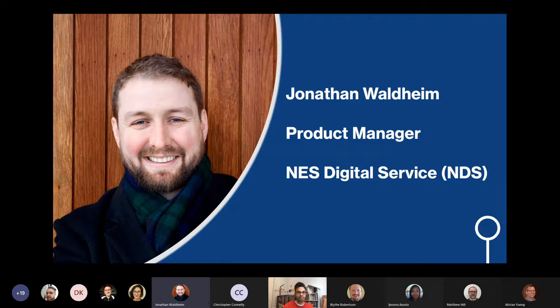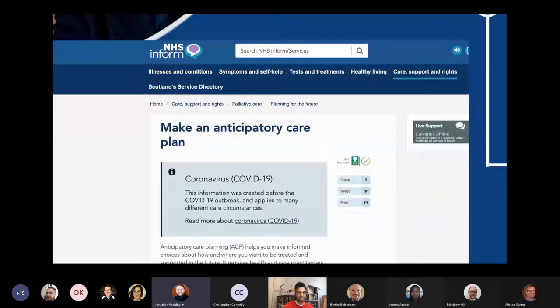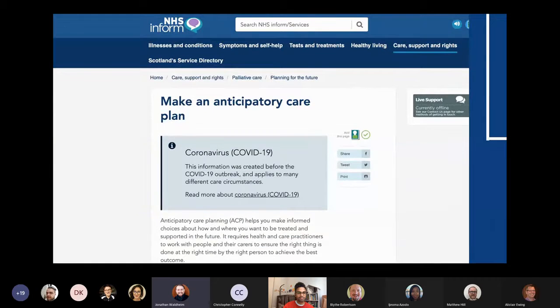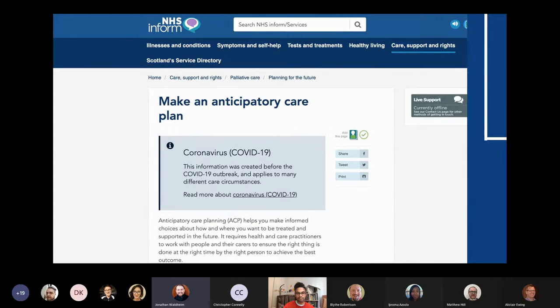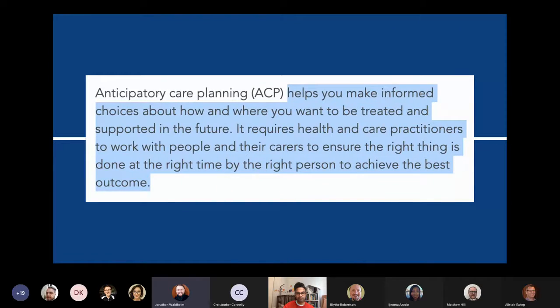To start, it's worth setting the scene a little bit. So what is anticipatory care planning? NHS Inform describes it as an opportunity for you as a citizen to make informed choices about how and where you want to be treated and supported in the future. It requires health and care practitioners to work with people and their carers to ensure the right thing is done at the right time by the right person to achieve the best outcome.